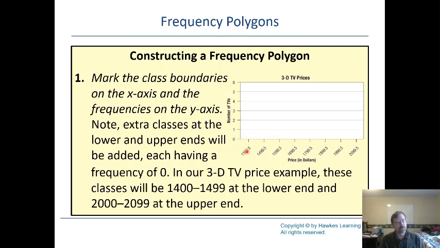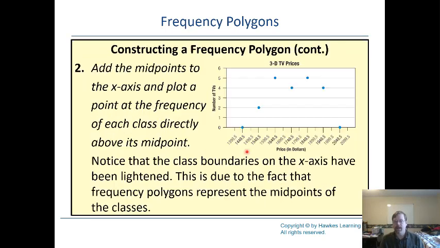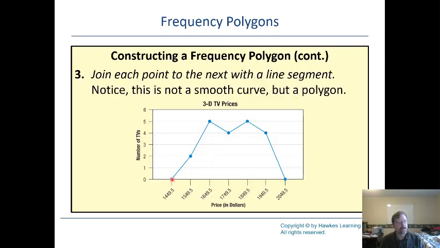So if we were to take our 3D TV data, which I do not have on these slides to show you quickly, and plot it, and then add that extra class at the beginning and end, we end up with this, where there's our extra class at the beginning and at the end, and our data points assigned to the middle. You can see in the slightly lighter color, we've got the class boundaries here. The midpoints are darker. Then when we draw a straight line in between each, we end up with this polygon.